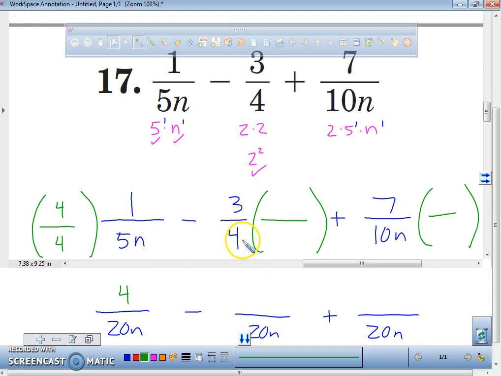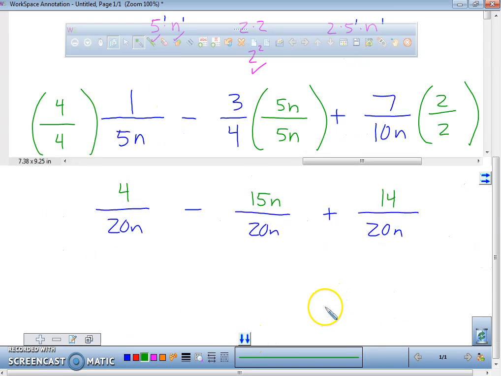Now, we've got a 4 here. I don't want it to be a 4. I want it to be a what? 20n. So what do I have to multiply the top and the bottom by to get to 20n? 5n. So put a 5n and a 5n. And I have a minus, but what's 3 times 5n? 15n. Now this is 10n. I want it to be 20n. So what do I have to multiply the top and the bottom by here? Just 2. Because 2 times 10n is 20n, and 2 times 7 is 14.